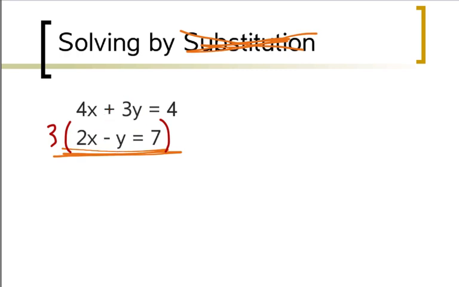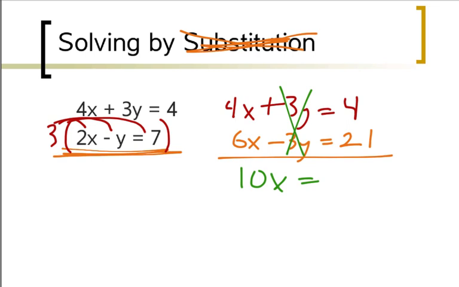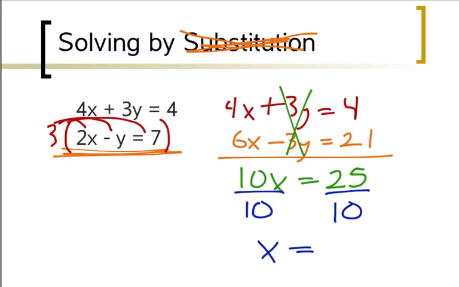Okay, so I'm looking at multiplying by 3 here, and that'll rewrite the first equation, still the same, 4x plus 3y equals 4, and then on the bottom I get 6x minus 3y equals 21. Now I'm ready to add vertically and have variables cancel. My y's cancel. And then I get 10x equals 25. Okay? And now I divide by 10, and I get x equals 2.5.